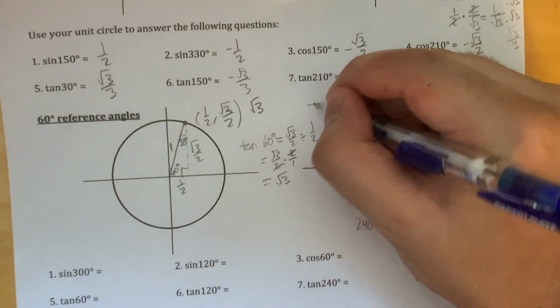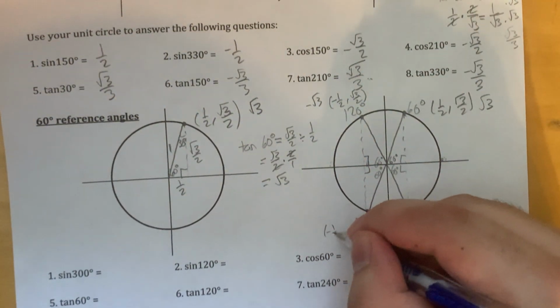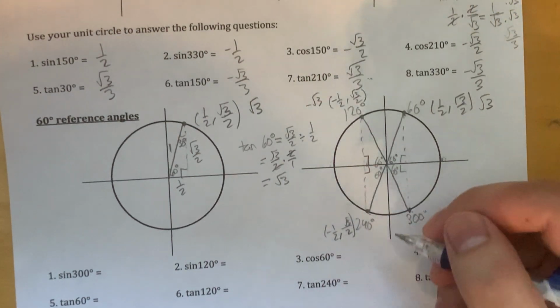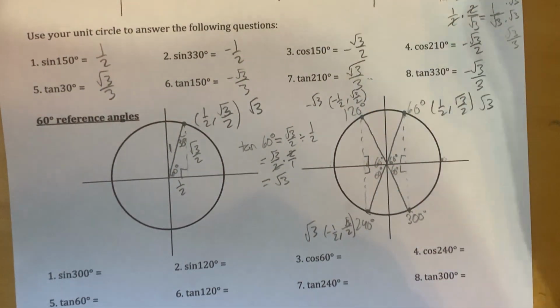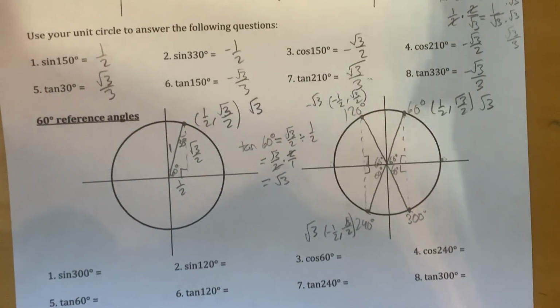And then this is going to be negative root 3. Right? What about 240? It's going to be negative 1/2 and negative root 3 over 2. So we're going to have 2 negatives, and it's going to be positive root 3 for tangent. We already saw the pattern in the last one, compared it to our pattern from 45 degrees. So it's safe to assume that 60 degrees is also going to be the same pattern.